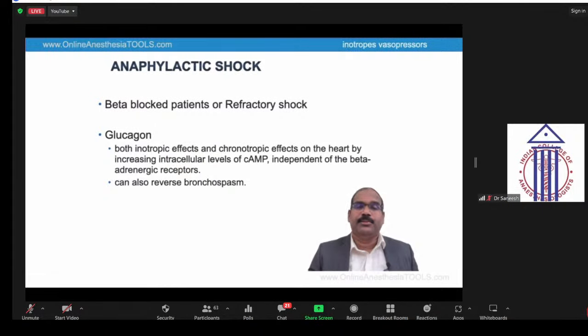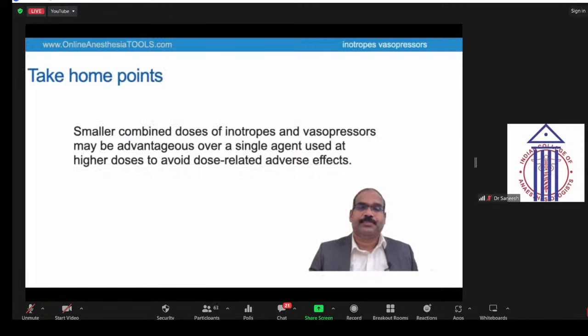You may have to use glucagon for inotropic and chronotropic effects on the heart by increasing the intracellular cyclic AMP, which is independent of beta adrenergic receptors, and which can also reverse the bronchospasm to some extent.